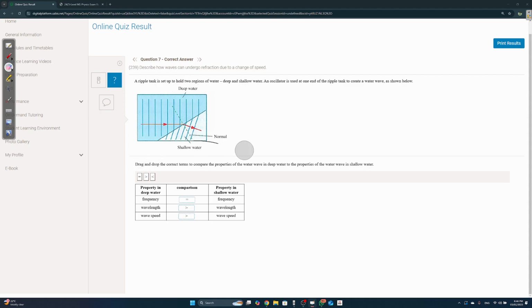The speed of waves in deep water is actually faster than that in shallow. How do I remember it? In deep water, there's more space for the wave to move. In shallow water, there's less space for the wave to move. So that's why I consider it faster in deep.